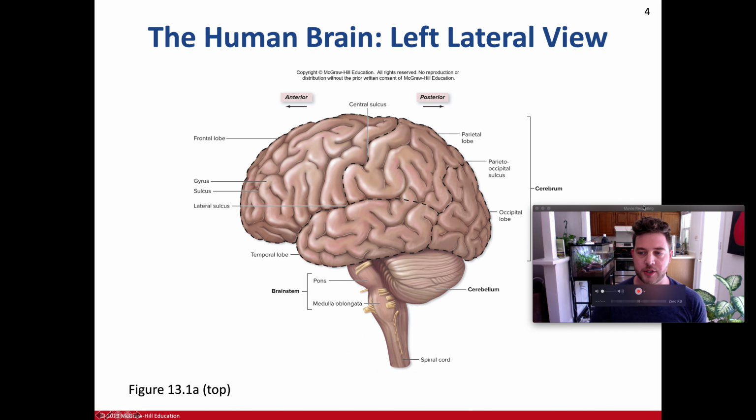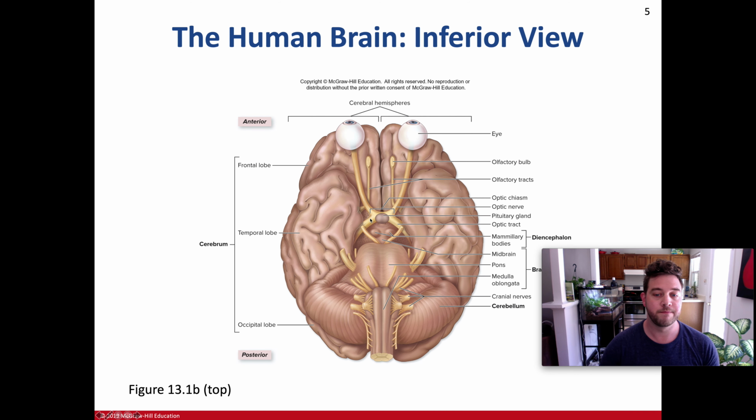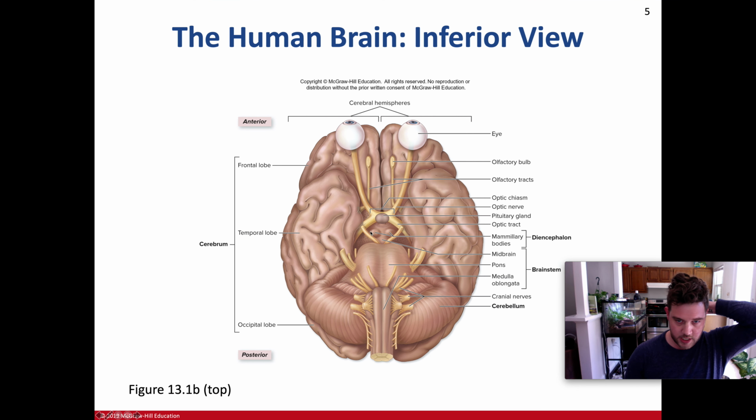Here is just a picture, just a lateral view. You can see the frontal lobe, parietal, temporal, and occipital. That makes up your cerebrum. You have your cerebellum down here, as well as the brainstem, and then deep into here is the diencephalon. And there you go. You can see it breaks it up a little bit. So this is the region of the diencephalon.